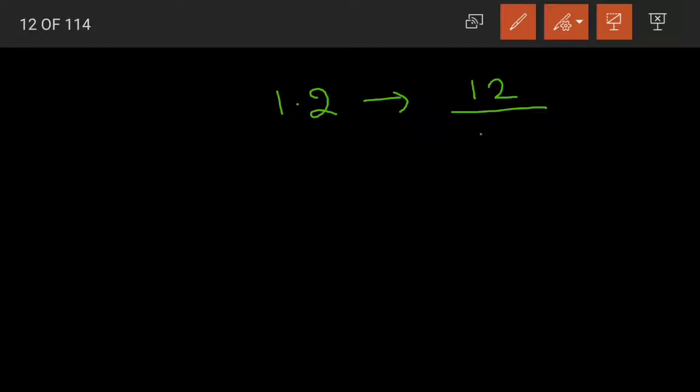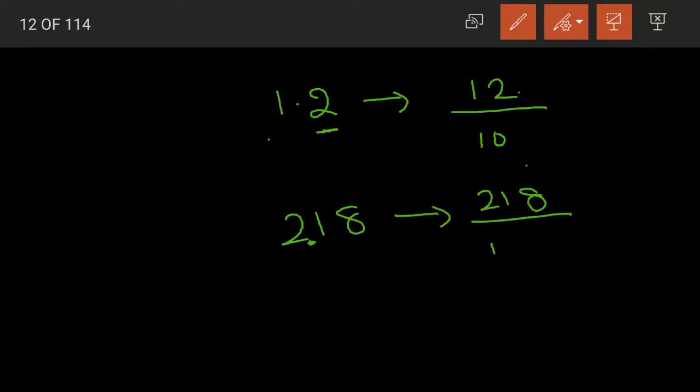Again write the number as it is. For the denominator write 1. As we have only one decimal place, we'll place one 0 there. So it is 12 by 10. In the same way, if we have a bigger number like 2.18, again write the number as it is. For the denominator write 1, and as we have 2 decimal places, place 2 zeros.